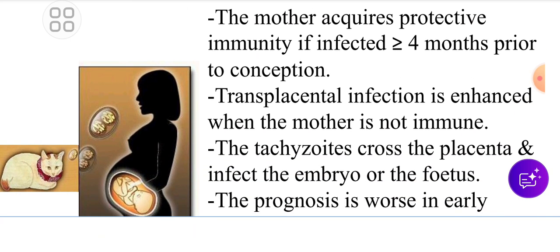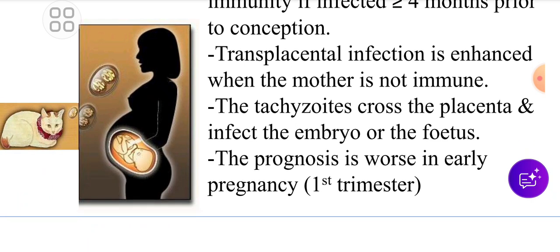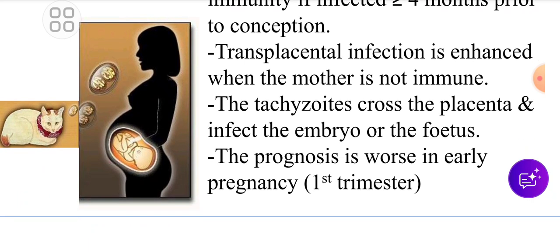The transplacental infection is enhanced when the mother is not immune, either not exposed to this infection previously or immunosuppressed. The tachyzoites, as I have mentioned, cross the placenta and infect the embryo or the fetus. I would like to mention that the prognosis, that is to say the outcome of the infection, will become worse if the infection takes place in early pregnancy, that is to say the first trimester.